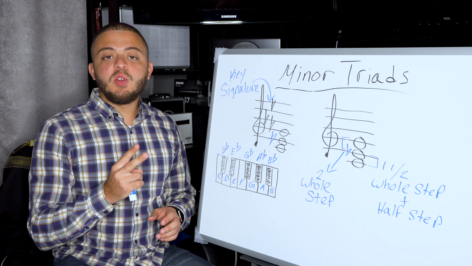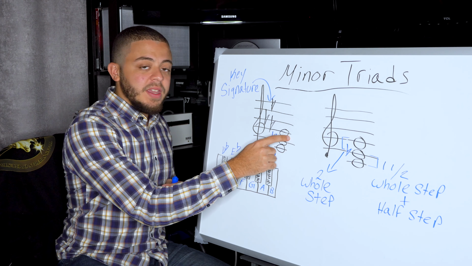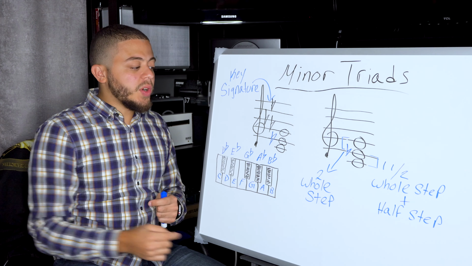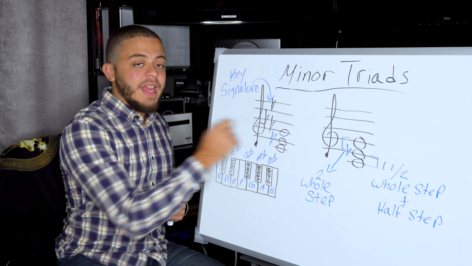So remember, to find a triad, we need a root, a third, and a fifth. So here we have the root note C. Next we have the third E, but E is already present inside of the key, so it needs to be flat. And the fifth is G. So our minor triad would be C, E flat, and G.